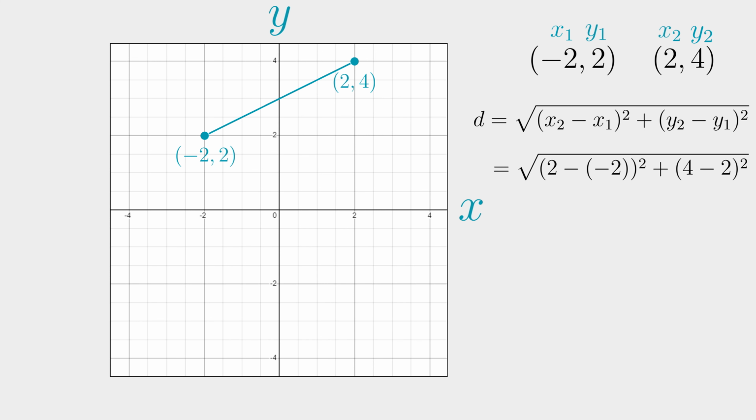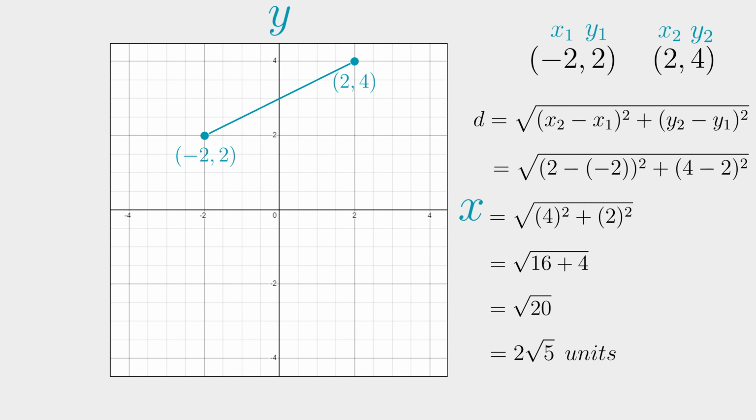2 minus negative 2 is 2 plus 2, which is 4. And 4 minus 2 is 2. 4 squared is 16 and 2 squared is 4. And these two values added together will give you 20. Square root 20 can be simplified to 2 square root 5. You can get this value by typing square root 20 into your calculator.